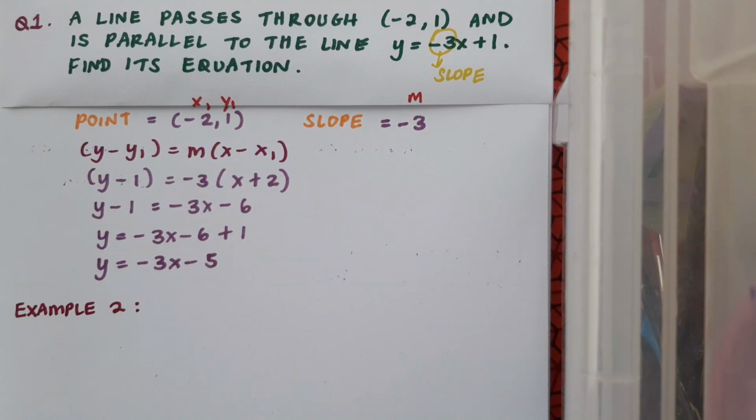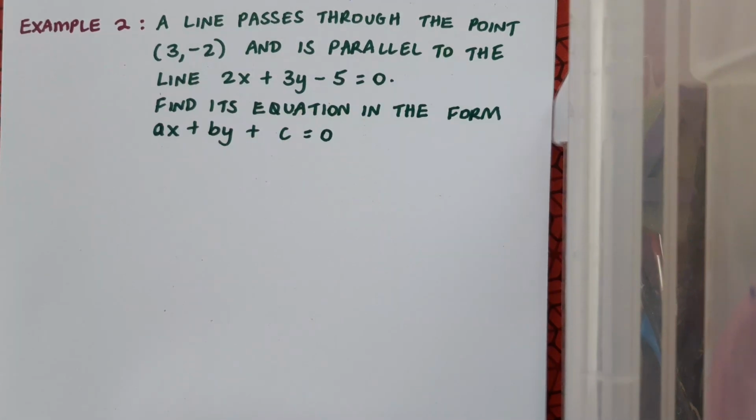Okay, so let's look at a second example now. My second example is that a line passes through the point (3, -2) and is parallel to the line 2x plus 3y minus 5 equals 0. I want to find its equation in the form ax plus by plus c equals 0.